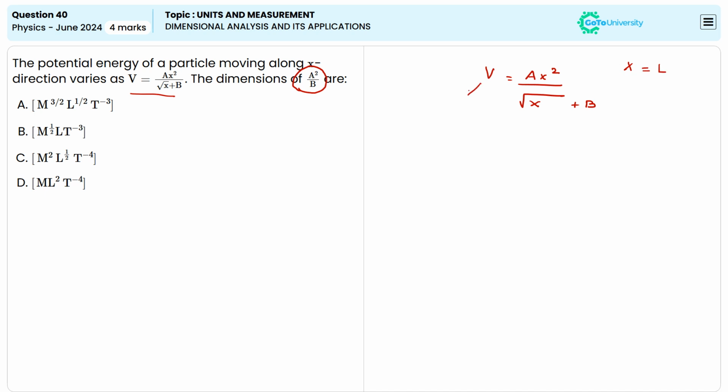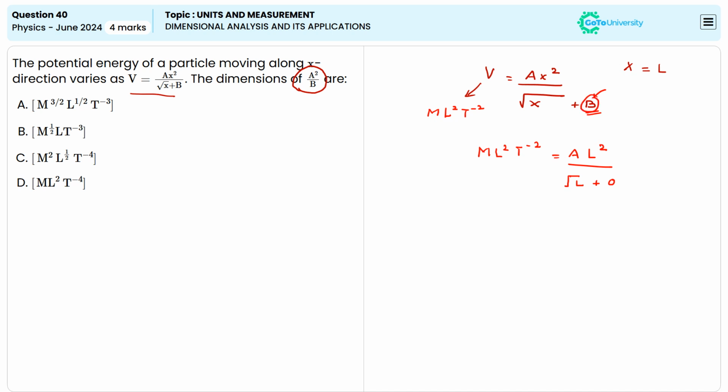It's known that the dimension of the potential energy is M L power 2 T power minus 2. So let us apply the values here. It can be written as M L power 2 T power minus 2 is equal to A L power 2 divided by root L plus 0, because here we are calculating the dimension of the constant A, so the dimension of B will be 0.